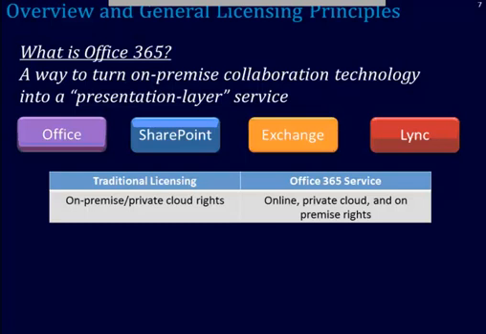So first and foremost, traditional licensing is what I call on-premise or private cloud rights. That's where you're buying software, you're installing it on local machines. Of late, a lot of times you're installing it on a server in your infrastructure if you're serving up a virtual desktop. But either way, you're paying for resources that you're installing on your machines, your hardware infrastructure, and serving up to your users. In the Office 365 world, the use rights come with online, private cloud, and on-premise rights.